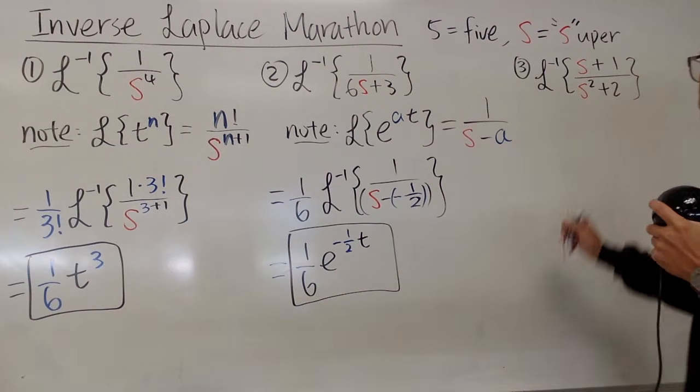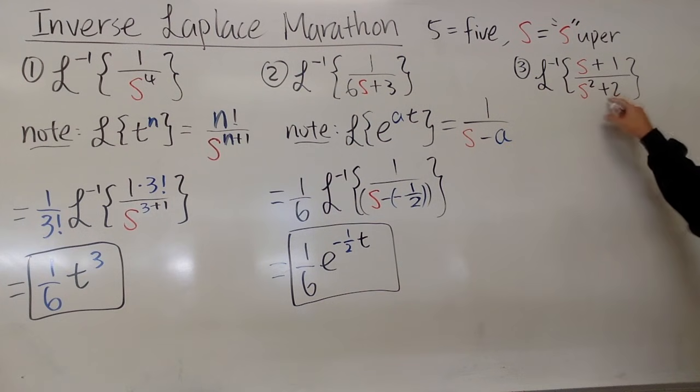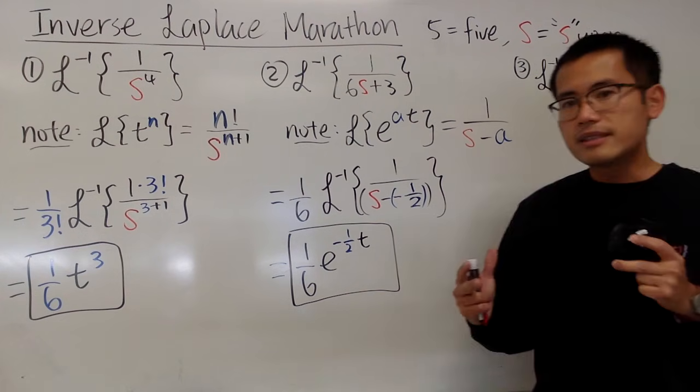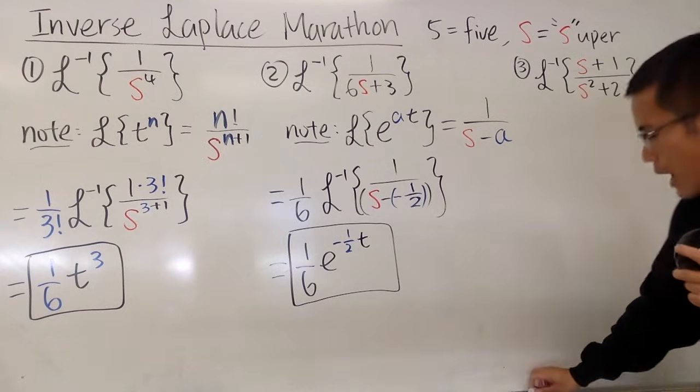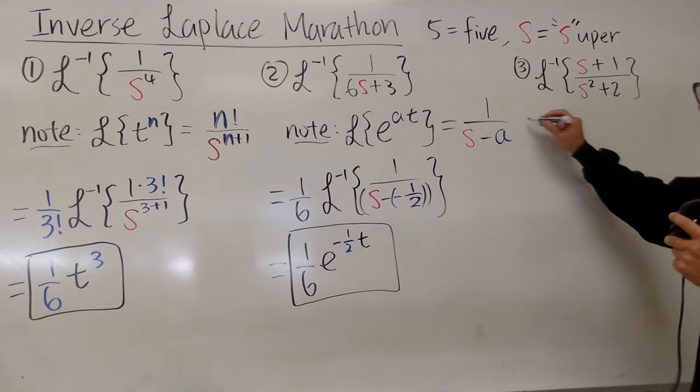Now, here is the deal. On the bottom, you can see that we have s squared plus 2. This is the time that we have to use the sine or cosine. And in fact, we have to use both. You will see why. Here, let me just write down a note again for you guys.